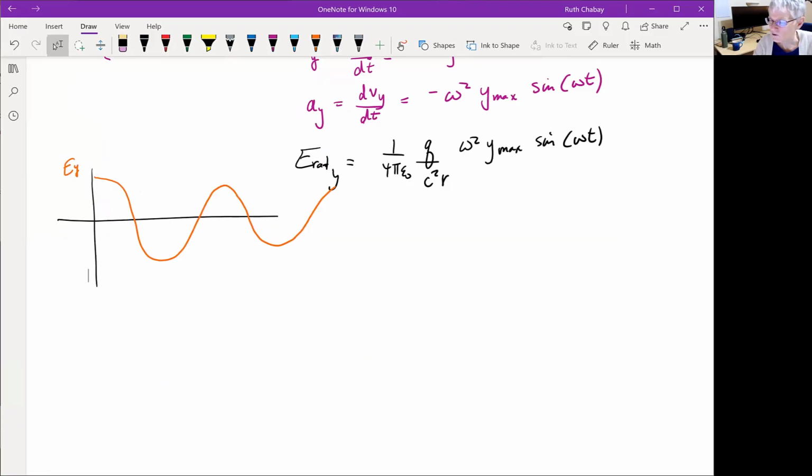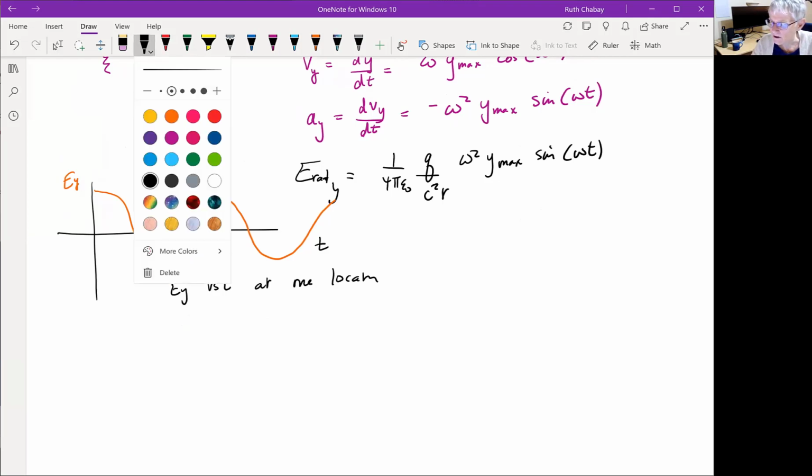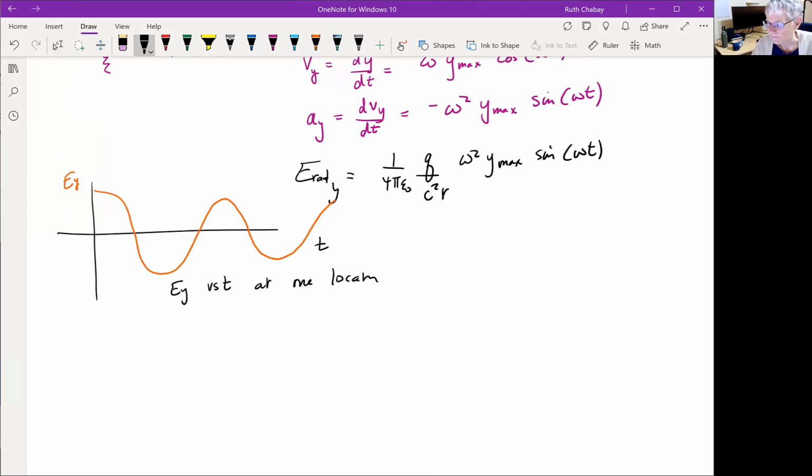Okay, this is a graph of electric field versus time at one location. So E sub y versus t at one location. Since this is a time graph, there's another term here. This time interval T is called the period, the time between one peak and the next peak if you just sit at a given location.